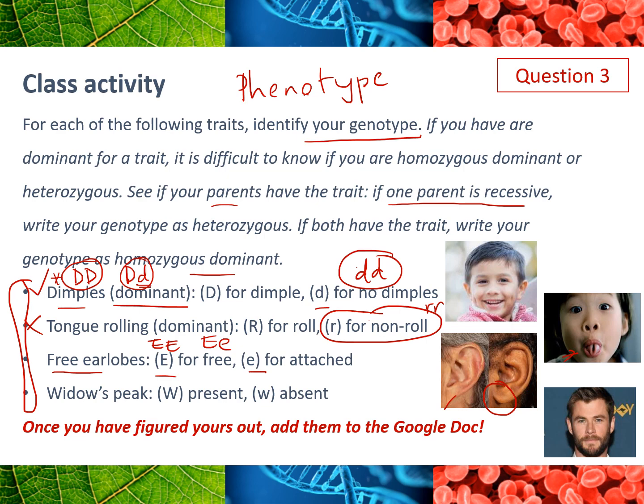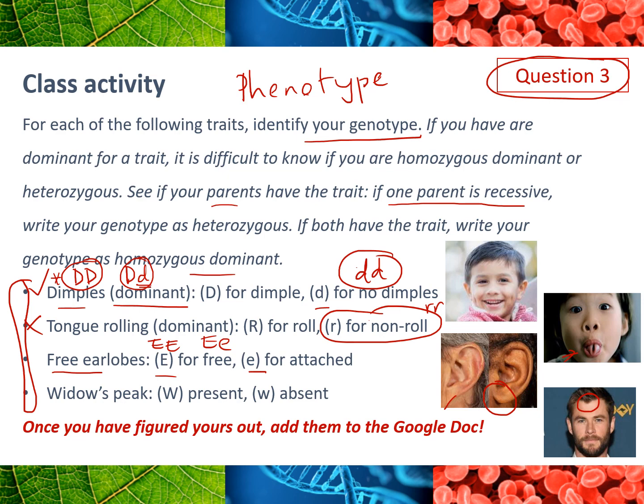And then a widow's peak is, do you have that little triangle at your hairline? So people either have a really straight hairline or there's a little bit of a dip in there. Okay, so you'll need to pause this and write these down for each of them. You then need to put your phenotypes and genotypes into the quiz.